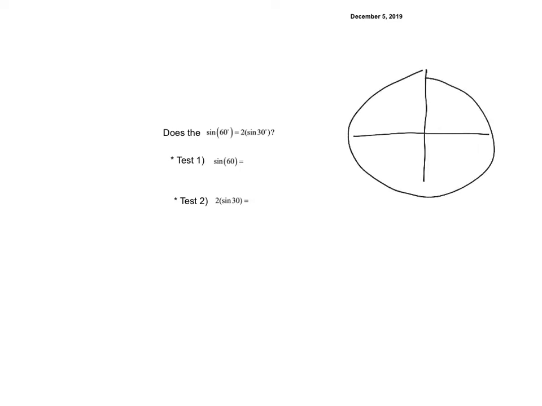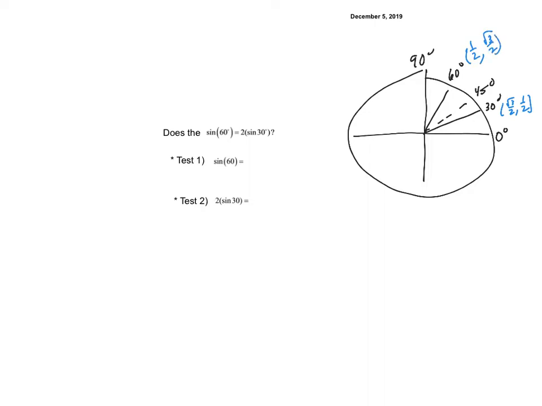So let's recall from the unit circle here. This is 0 degrees, this is 90 degrees. Halfway here is 45 degrees. In here we have 30 degrees. In here we have 60 degrees. So we need to know what the ordered pair is at 30 and at 60. At 30 degrees, we have the square root of 3 over 2 and 1/2. At 60 degrees, we have 1/2 and square root of 3 over 2.